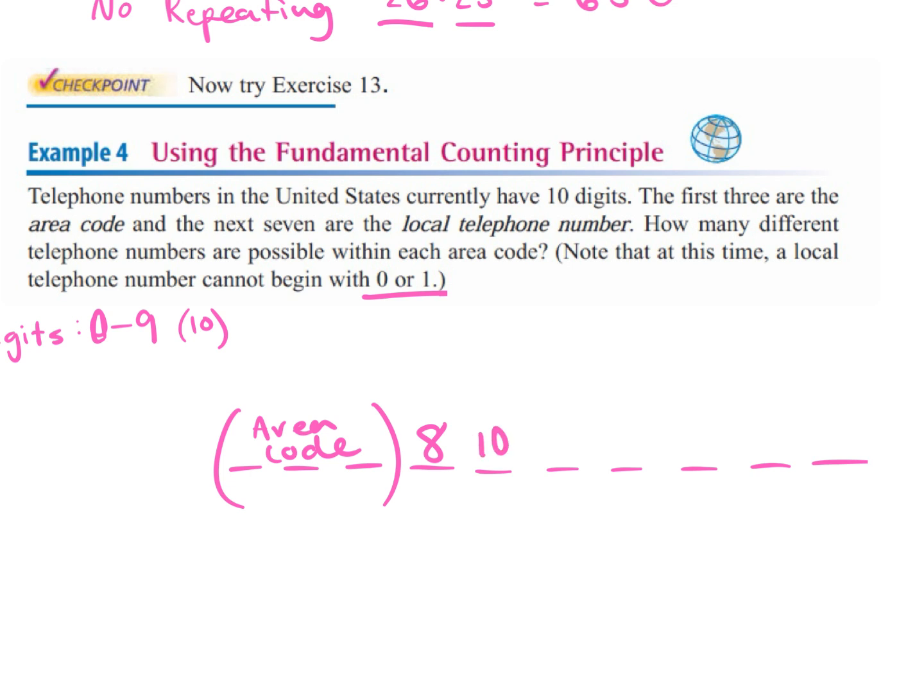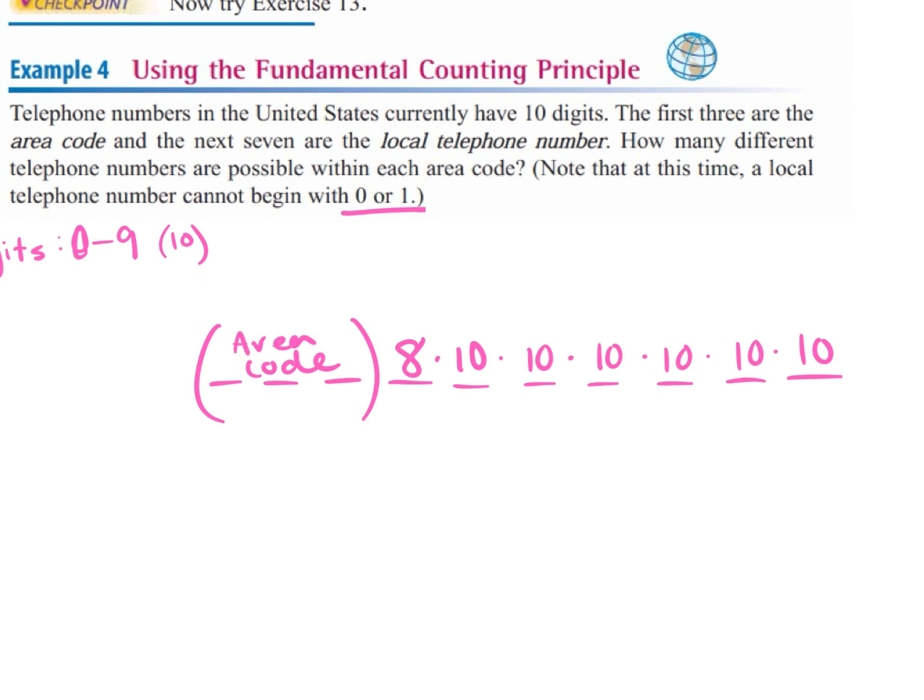What about the third number? 10. Fourth, 10. Fifth, 10. Sixth, 10. Seventh, 10. What do we do with all these numbers? Multiply them all together. So we have 8 with 6 zeros, 8 million possibilities here. You'd be sitting here until next year trying to count all the possibilities if you were to write them all out. You'd be in college by the time you come up with your 8 million.